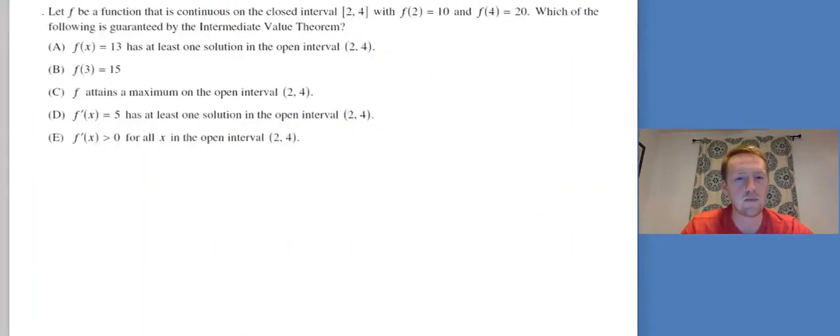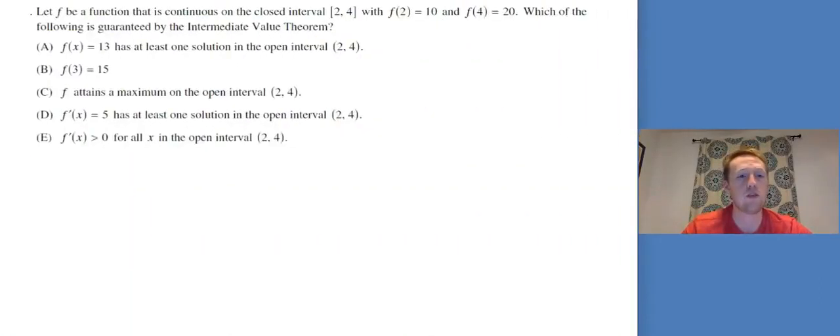So let's see an example of it. This is a multiple choice of it. We've got: let f be a function that is continuous on the closed interval 2 to 4 with f of 2 equals 10 and f of 4 equals 20. Which of the following is guaranteed by the intermediate value theorem? Before I even look at the answer choices, I'm going to think to myself, the intermediate value theorem, since this is a continuous function, tells me that I will get every y value between 10 and 20 on this interval. So keeping that in mind, let's look at the answer choices.